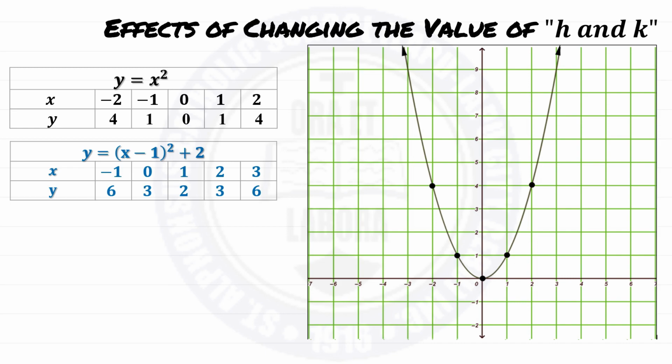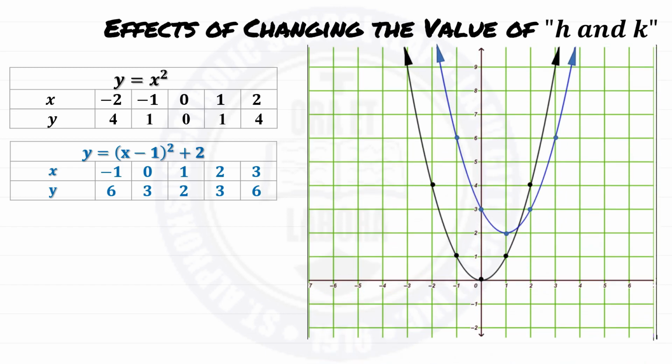Number 2, for the color blue, y equals quantity x minus 1 squared plus 2. The values of x are negative 1, 0, 1, 2, 3. And the values of y respectively are 6, 3, 2, 3, 6. H here is positive 1, k is 2. And if we graph this one, the blue graph represents y equals quantity x minus 1 squared plus 2, while the black graph represents y equals x squared.